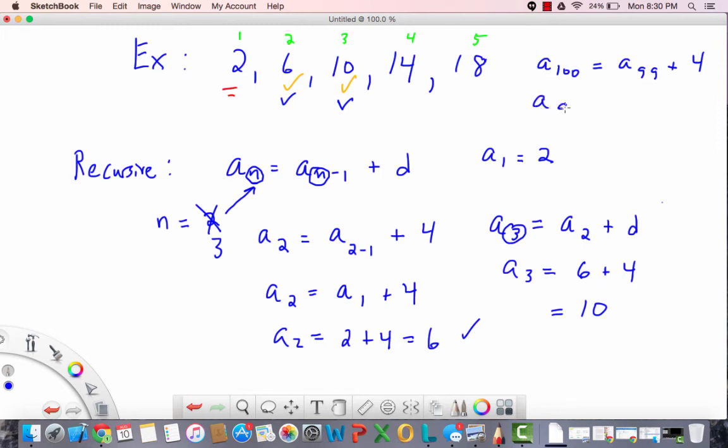So we can do this. A sub 99 equals a sub 98 plus 4. And we have another problem because we don't know a sub 98. And that is the big disadvantage with the recursive formula. For large n values, it can be almost unusable, or certainly it's impractical in many cases.